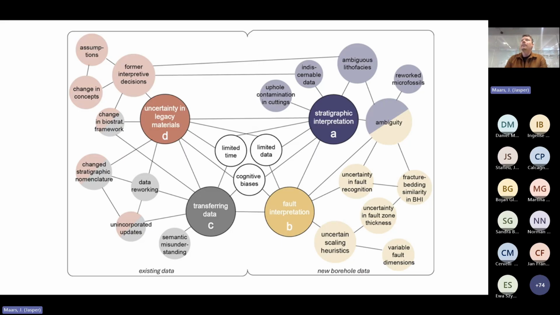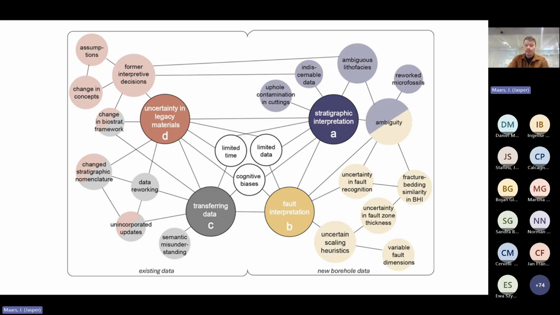Then there is another category, transferring data. That's mostly related to the geodatabase viewers. They are, for the most part, correct by far. But still, what we saw is that on some occasions there were boreholes that have an original description upon which the geodatabase is based. And then, with later re-evaluation, because more data was added and more analysis was done, there was a reinterpretation of the stratigraphy. And that reinterpretation has not been included in the geodatabase viewers. And then there is, as we have shown with these mismatches earlier, uncertainty in legacy materials.